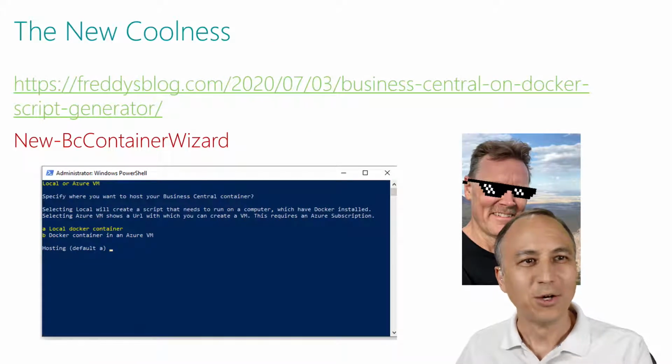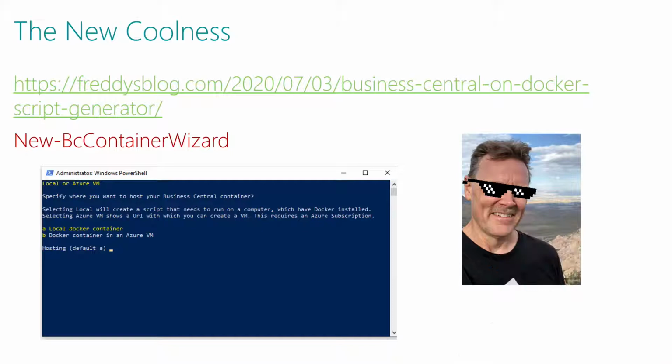I'd like to mention that Freddy has an awesome new utility called the New-BcContainerWizard. And on his blog post, he explains the background, and I can totally understand it from the user perspective. If you have ever used NavContainerHelper, it has a handful of options, and when I was first using it, I didn't know what options I needed or which options I should choose. I suppose if I had actually read his extensive documentation on the options, that would have helped a lot.